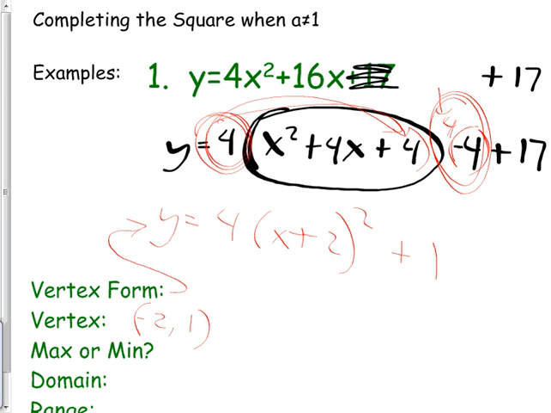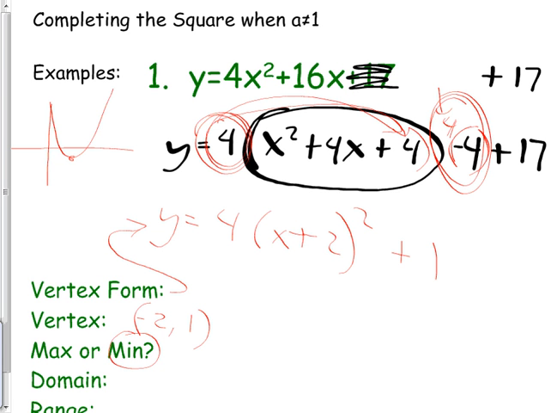Max or min. Is this a normal parabola or not? Yes, it's a normal parabola. It doesn't have a negative in front, so therefore it's like this, and therefore is it a max or a min at the vertex? It's a min.